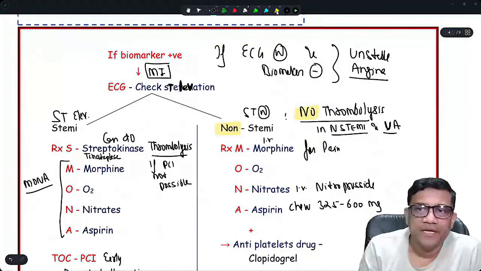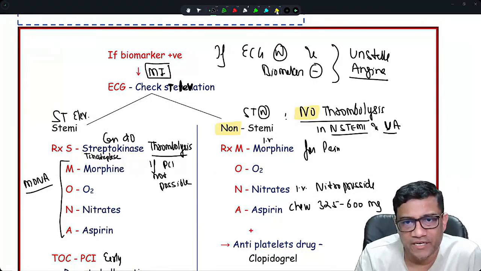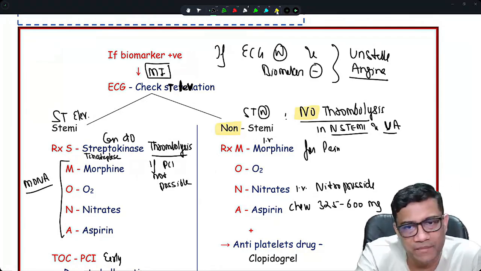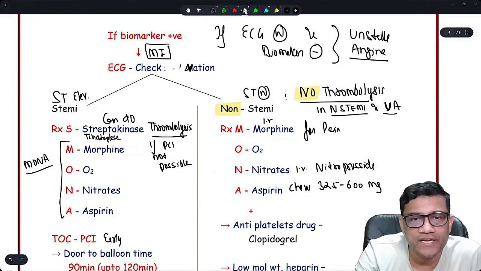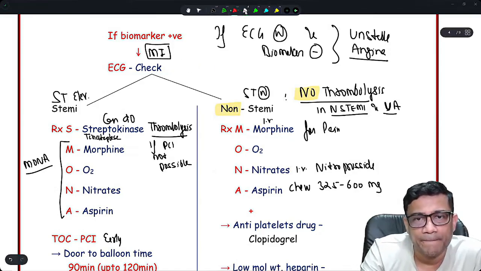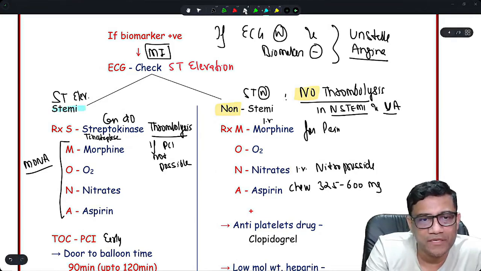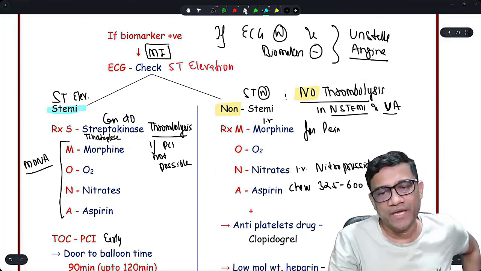Now treatment. If the ECG is normal and biomarker negative, it is unstable angina. If the biomarker is positive, it is MI. Now we check the ST changes. Check for ST elevation. Pay attention. If it is elevated, it is called STEMI. And if it is normal, it is called non-STEMI, NSTEMI.